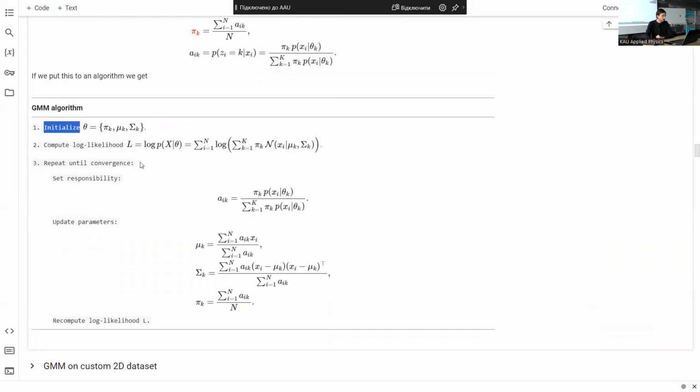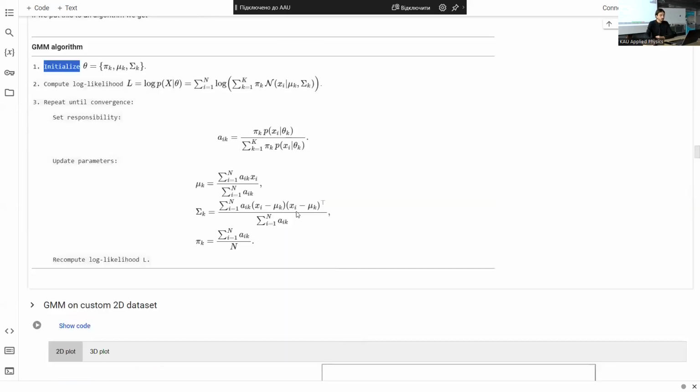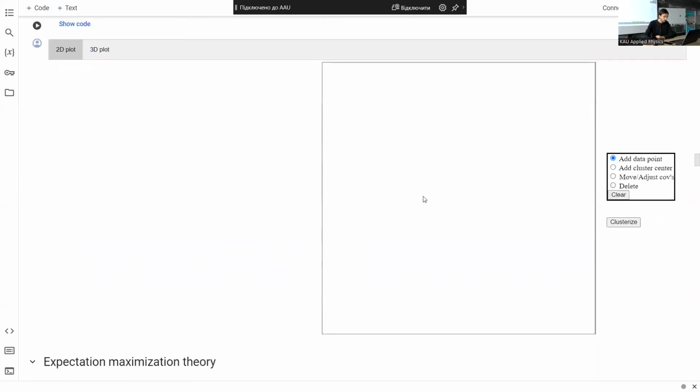Then what do I do next? Until convergence, I set the responsibility a_ik, because I have guessed my parameters, so I can get a_ik. I have a_ik, okay, I update the parameters, and then I return. And I do that more and more and more. So that's how our algorithm works. So now let me try to show you some sort of example. Here are my points, and I'm guessing some clusters. So I might guess, let's say, not 3, but 2.